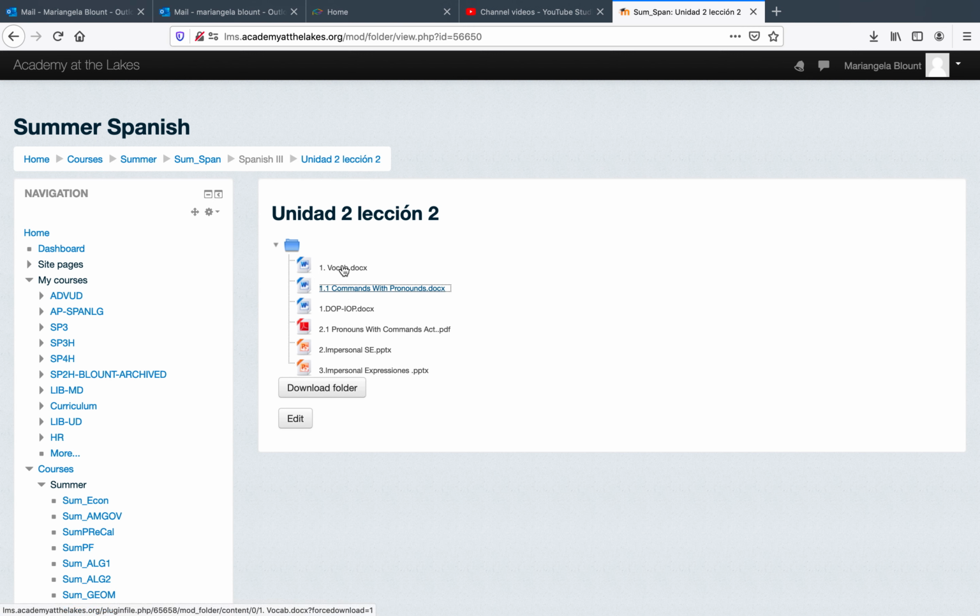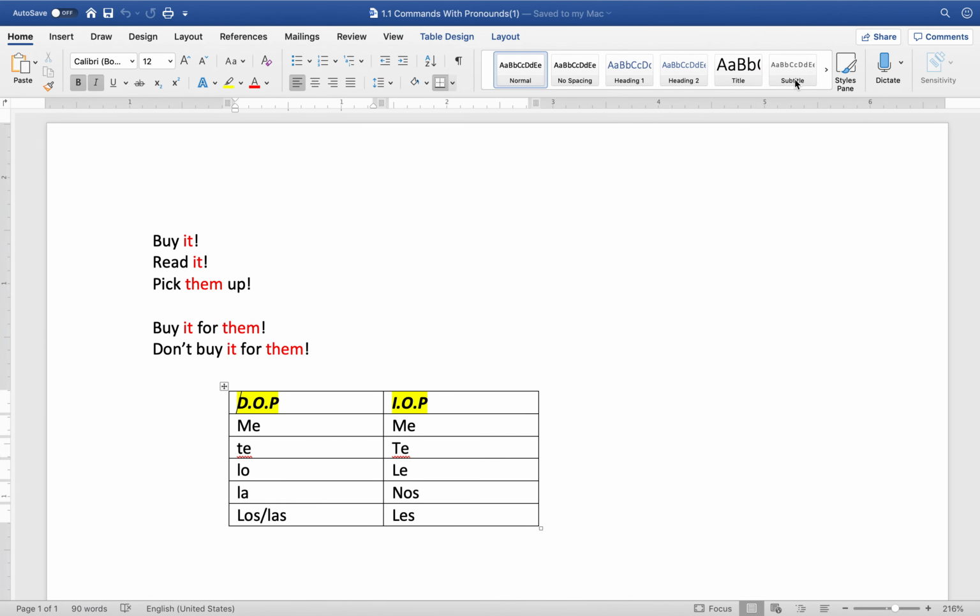So now that you know the vocabulary, now we are going to work on commands with pronouns. So we already know all the commands, okay? All the commands. If you need to go back and review them, you're welcome to do it. You might have to do it. So commands with pronouns is when you use direct and indirect object pronouns in your commands. So I'll give you an example.